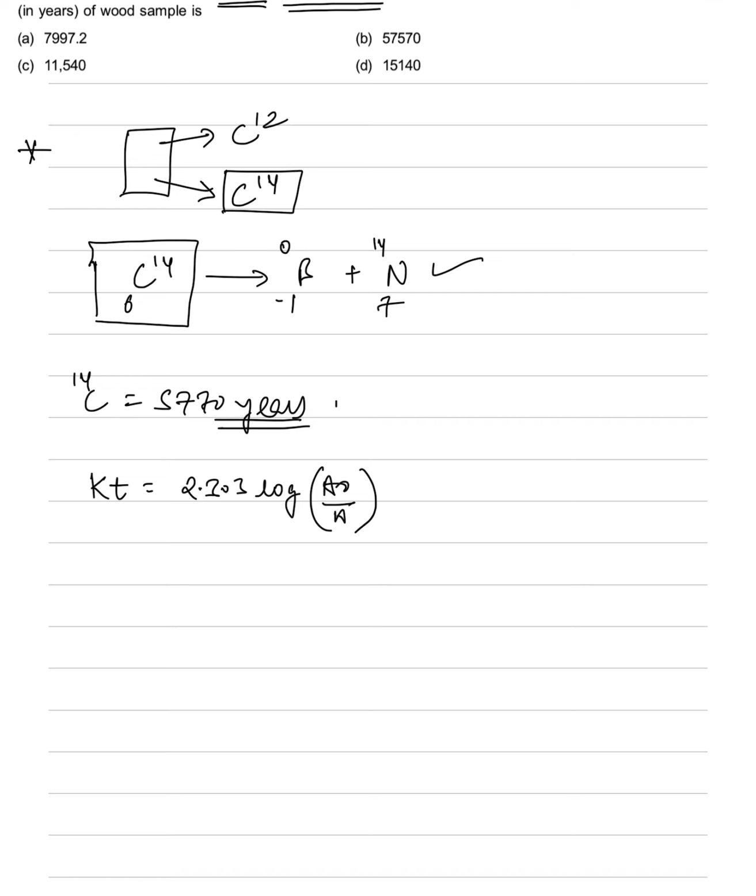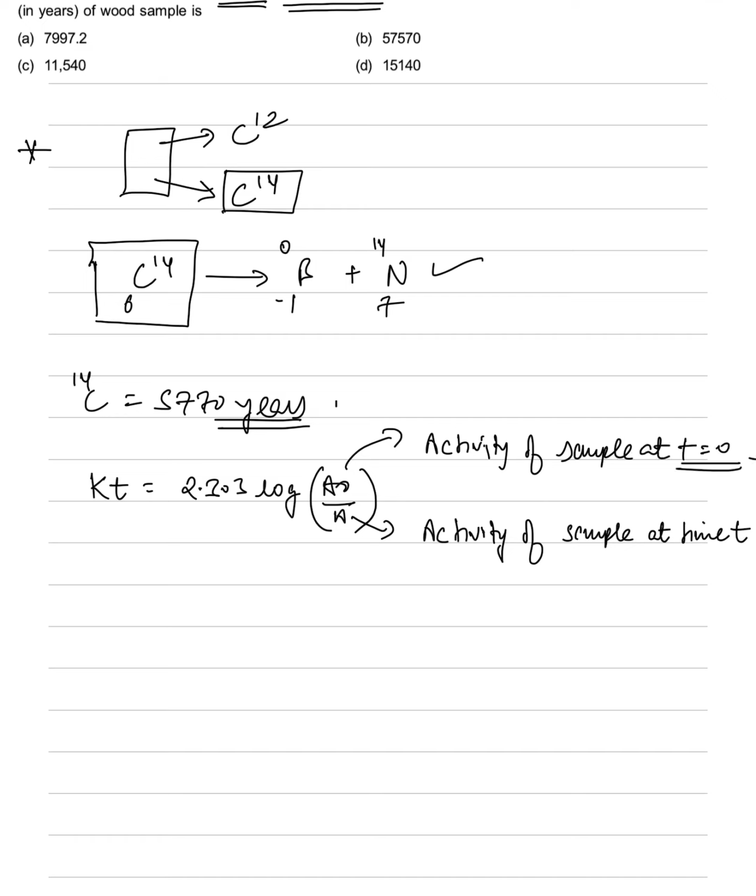Now what is A here? A is the activity of the sample, that is the carbon 14 sample at time t, and A naught is the activity of the sample at t equal to 0. That means from the moment that wood has died or fallen from the tree, from that time onwards A naught is the value, and from that time onwards we start calculating its age.